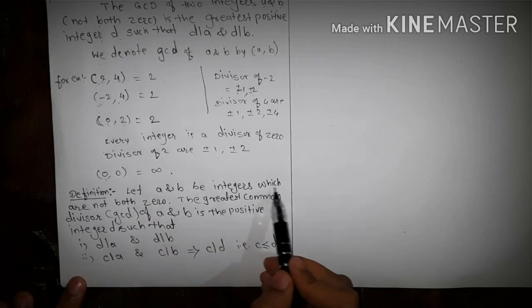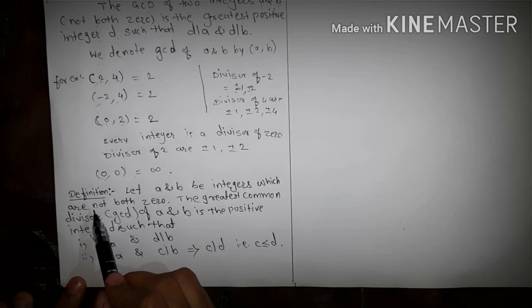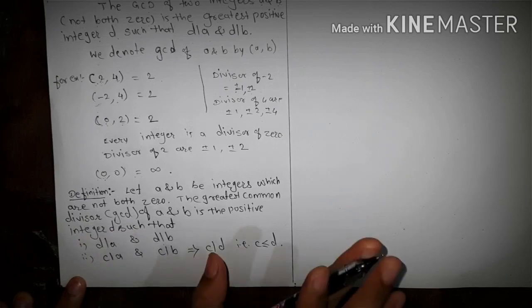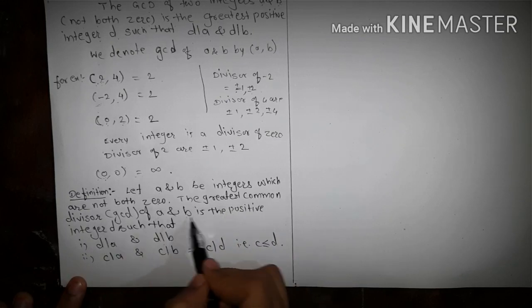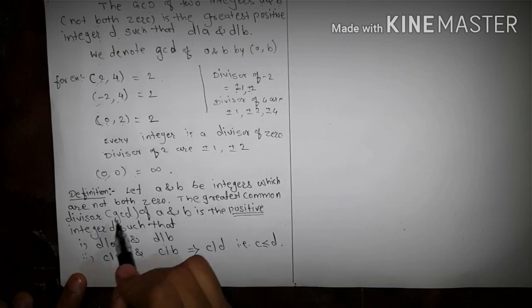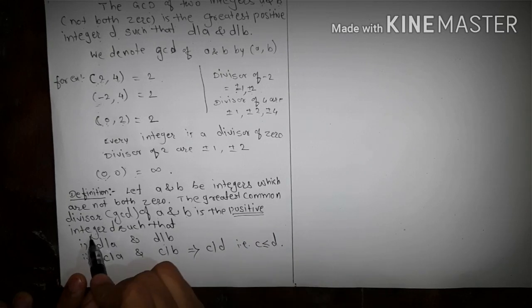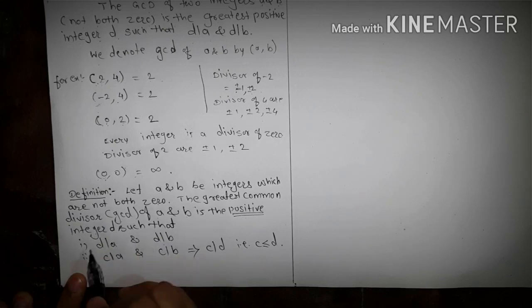Let A and B be integers which are not both 0. Okay, we take any two integers and they are not both 0. That is, at least one of them is a non-zero integer. The greatest common divisor of A and B is a positive integer.